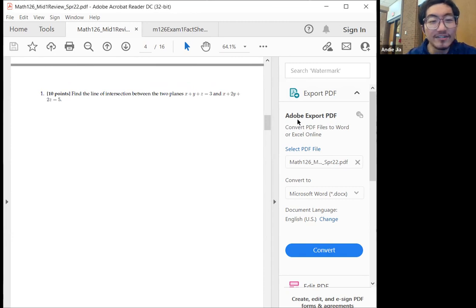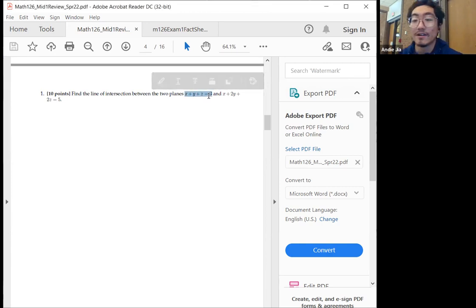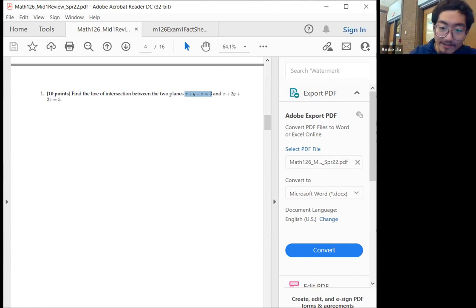So find the intersection between 2 planes: x plus y plus z equal to 3 and x plus 2y plus 2z equal to 5. If they're intersecting, we can just produce the normal vectors here. First, the vector 1, 1, 1. And then next, 1, 2, 2. There are two vectors.